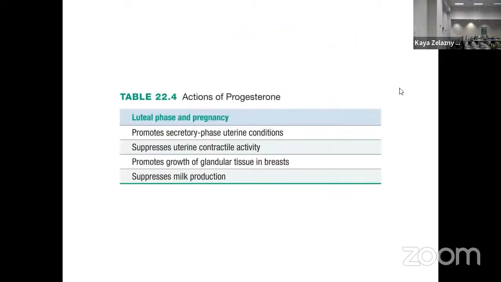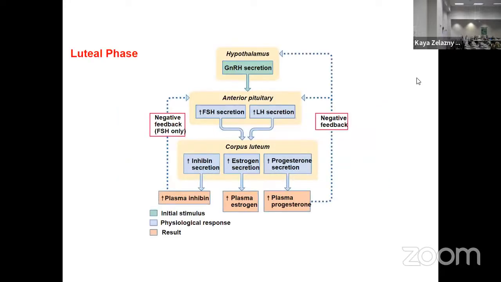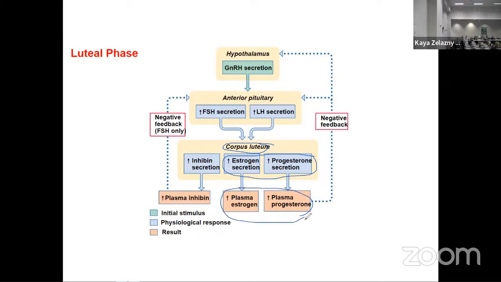And here are the actions of progesterone that then comes during the luteal phase. During the luteal phase is when we have a lot of this negative feedback happening. But our corpus luteum, our gland, is taking over production of estrogen and progesterone. So we start to see those levels rise again. They're just coming from a new spot, increasing levels of plasma estrogen and plasma progesterone.